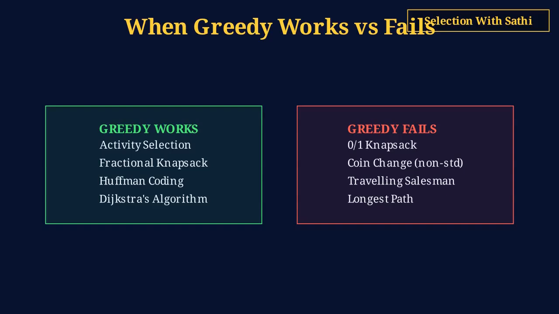But it fails for 0-1 knapsack. You cannot split items, so the value to weight ratio greedy can miss the optimal combination. It also fails for the traveling salesman problem and for coin change with non-standard denominations.